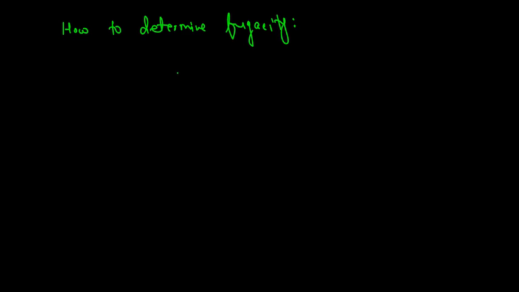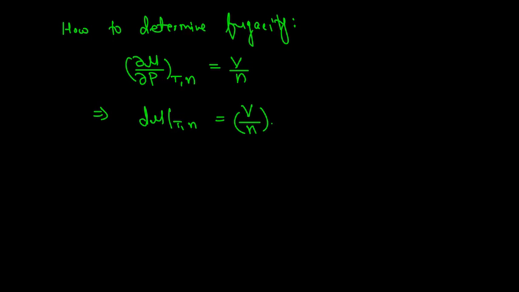Okay, and for this I follow a very straightforward procedure in which I have just now proved that (del mu by del P) at constant T and N is nothing but V over N. So therefore what I do is I use d mu at constant T and N equals V by N dP, and this has to be done at constant T and N. Let me eliminate T and N now onwards. It's understood that it has to be done at constant temperature.